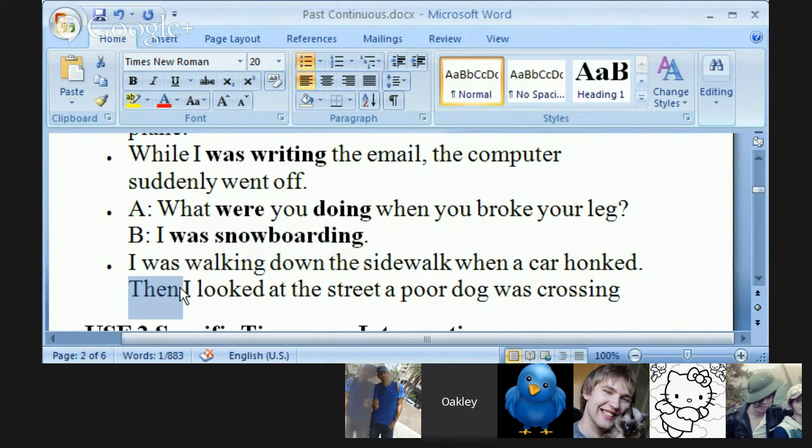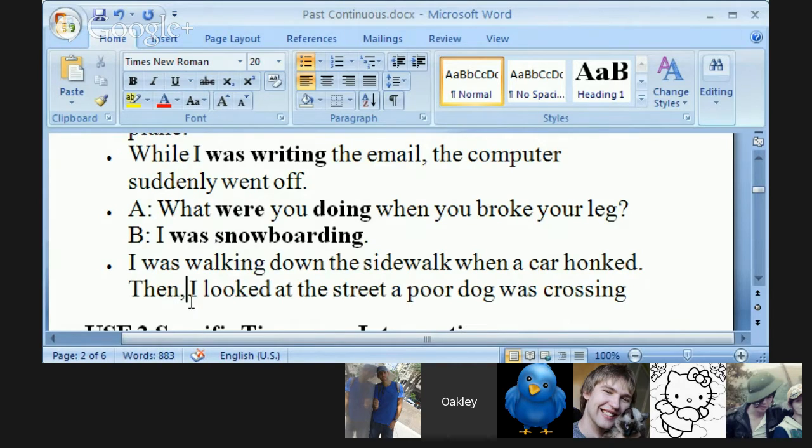Then, optionally I can put a comma here. Then I looked at the street. Okay, we would not use this preposition. If you looked at the street, that literally means you look straight down at the pavement under your feet. So that's not right. So you could look up or down, okay?